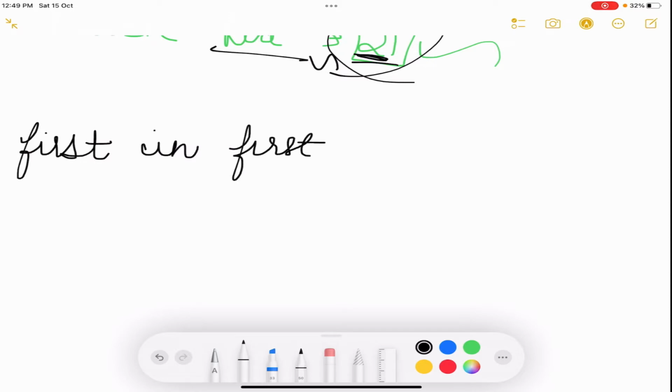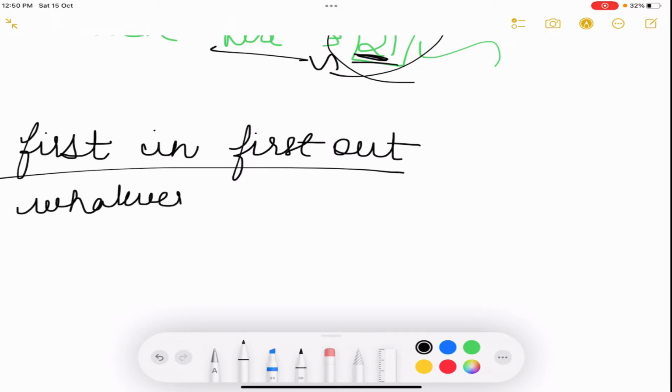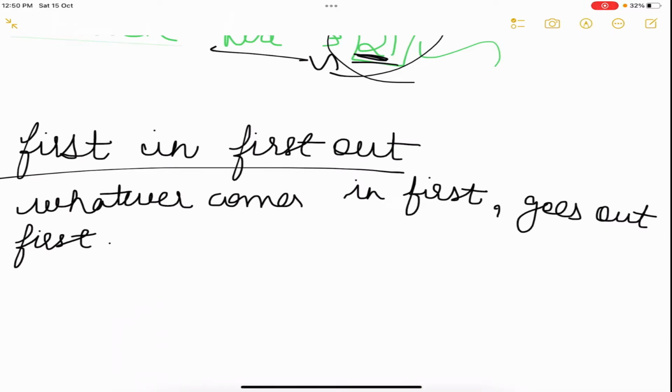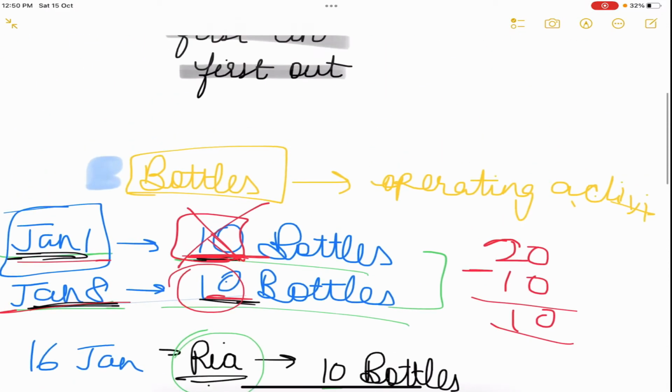If you're not going to make notes of whatever I'm teaching, then there's absolutely no point of watching this video, because these are some things which you need to make notes, otherwise you will forget them. So whatever comes in first goes out first. Okay, so that is our FIFO method. I hope it's easy and you know how to calculate the closing stock. What is closing stock? Whatever is left after giving away everything that was demanded from us.